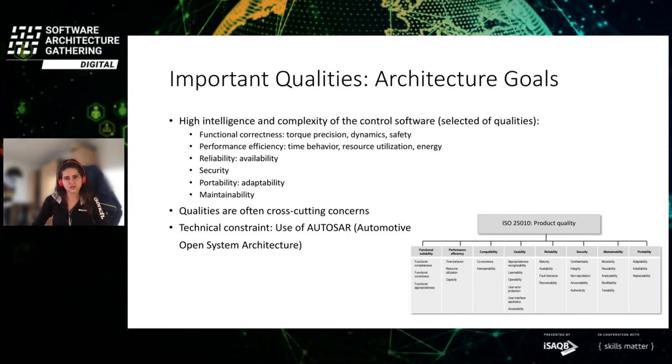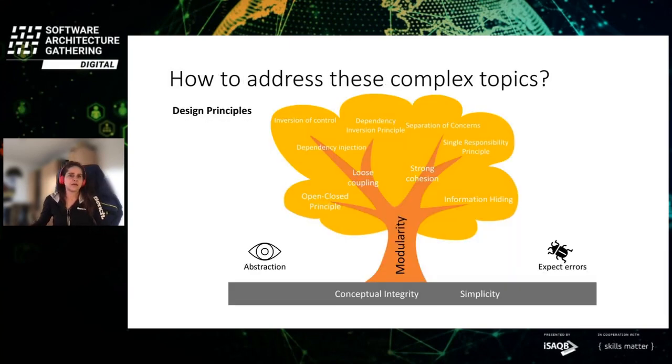In our situation, for these automotive projects, we also have technical constraints. Most of these systems use AUTOSAR, the Automotive Open System Architecture, which is basically a software standard. It's an architectural style, it's a framework, and it also offers implementations for various infrastructure topics, such as operating systems, drivers, and communication systems. And the question is now how to address all these complex topics, the functionalities and all the important qualities that have to be taken into account.